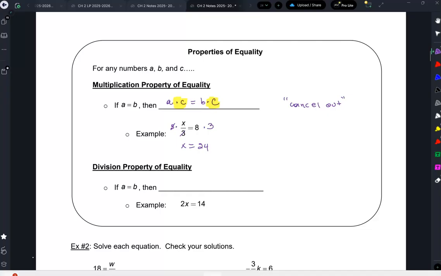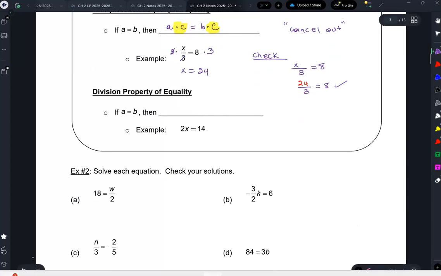Okay. So let's check this, right? How do you know if you did it right? Well, my original equation was x over 3 equals 8. Now I got x equals 24. So let's see. 24 over 3. Is this equal to 8? Yes. Yeah, so I did do it right. Okay. Similarly, the division property says if you have a equals b, you can divide both sides by the same number. So you can do over c, over c. So let's see.